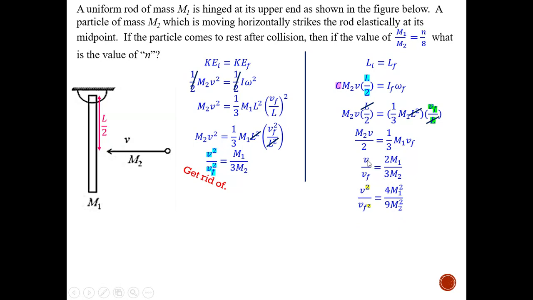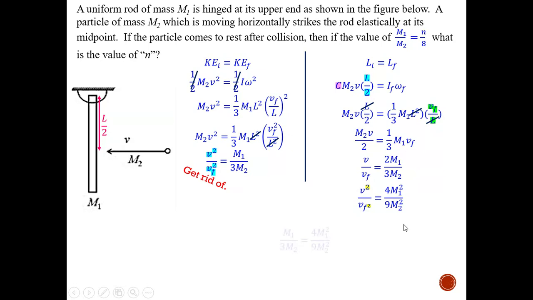So V on the top is now going to get squared. VF on the bottom is going to get squared. And on the right side, I have to square everything too. So 2 squared is 4. M1 squared is just M1 squared. And then 3 squared is 9. And then M2 squared is just M2 squared. So now I have 2 statements that are equal to each other. So I have V squared over VF squared equals M1 divided by 3M2. But likewise, I have that same statement. However, it's equal to 4M1 squared divided by 9M2 squared.